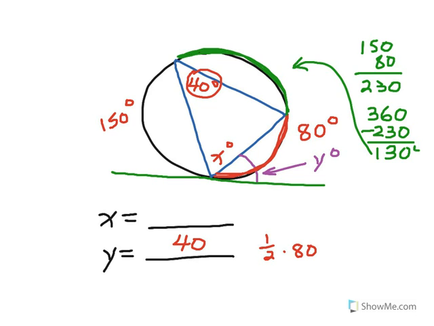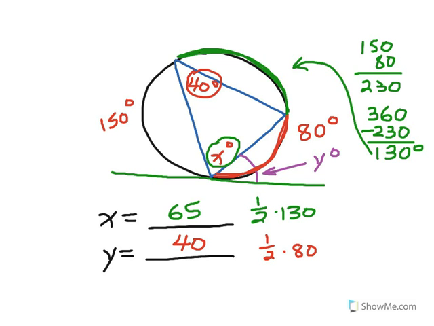So if that's a 130 degree arc, then angle x is the inscribed angle that intercepts that arc. So x should be 1/2 of 130 degrees, or 65 degrees.